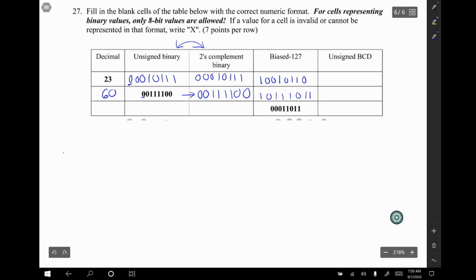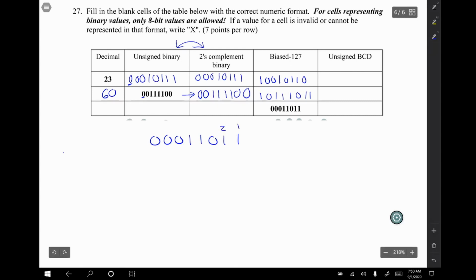Now in the third row, we are given bias 127. To work backwards from bias 127, remember the reason for the bias was to allow a pattern of ones and zeros that matched the sequence in unsigned binary going from all zeros to all ones, but we shift it down the number line by negative 127 so that we can represent negative numbers. So this value right here, first we're going to start out by converting 00011011.